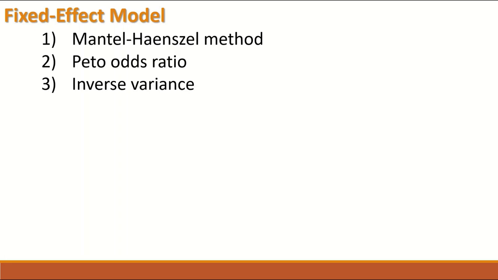So there are three different options or methods to use when performing a meta-analysis and selecting the fixed effects model. The first one is the Mantel-Haenszel method. The second one is the Peto odds ratio, when the outcome is binary and measured in odds ratio. A third one is the inverse variance.